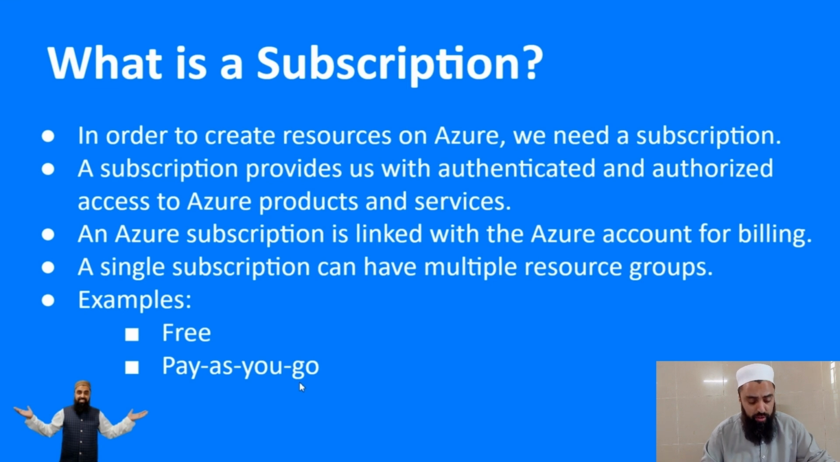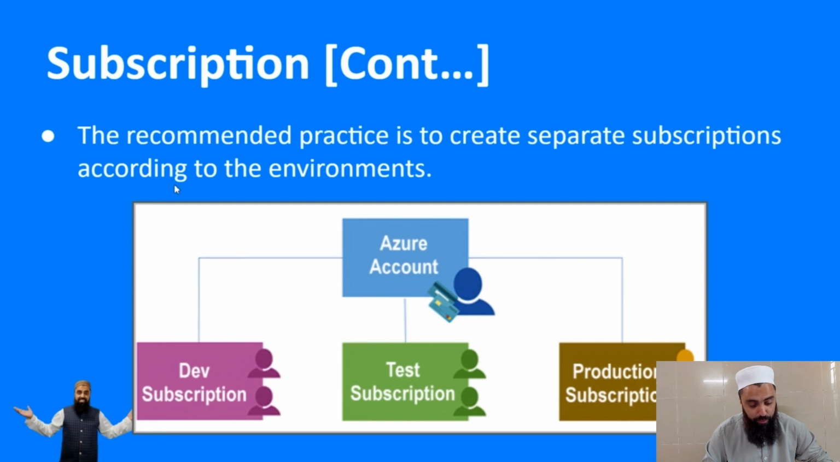Now, in my account, I have already used the free subscription. Now I'm being charged with pay as you go. Pay as you go means that you have to pay for the resources you use. This is the simplest concept of cloud, that you have to pay only for those resources that you use. I hope that you have a clear idea about the subscription now, and it still continues. You can see the recommended practice is to create separate subscriptions according to the environment so that we have a better idea of our billing.